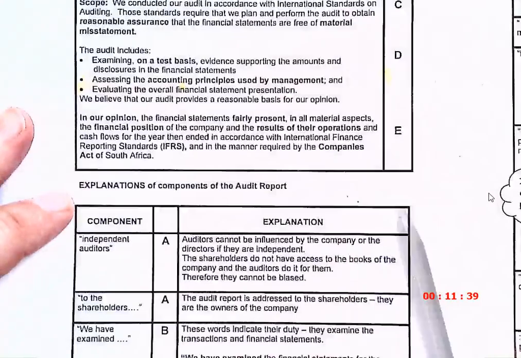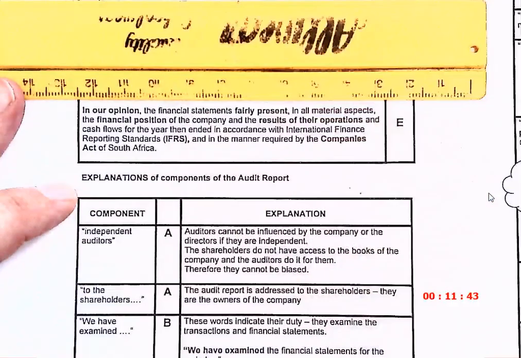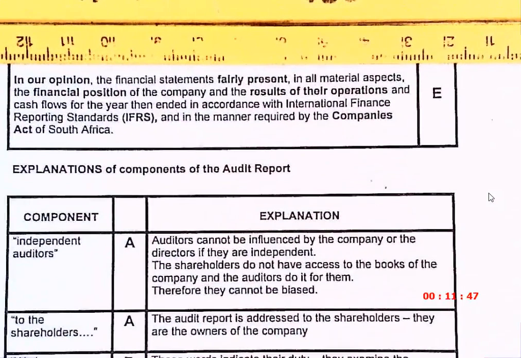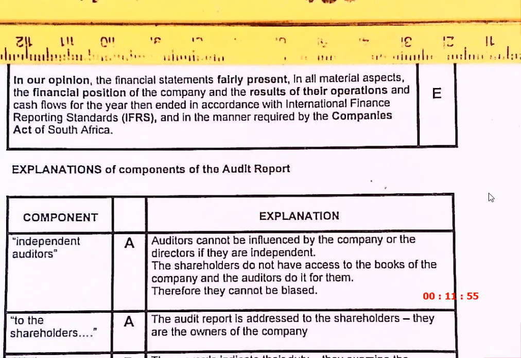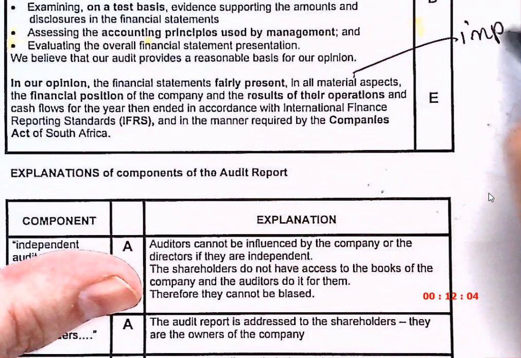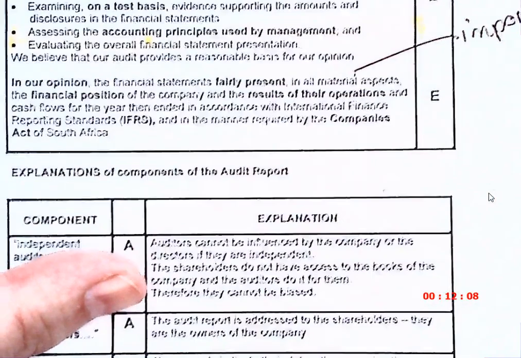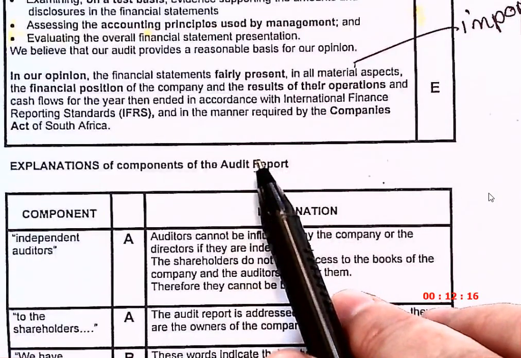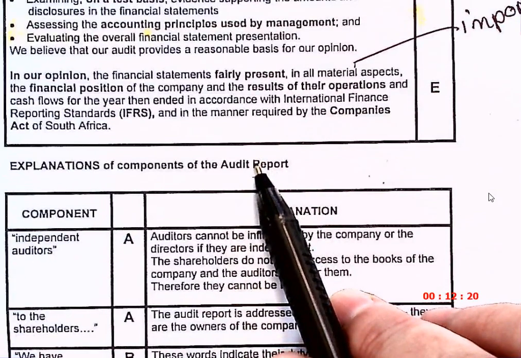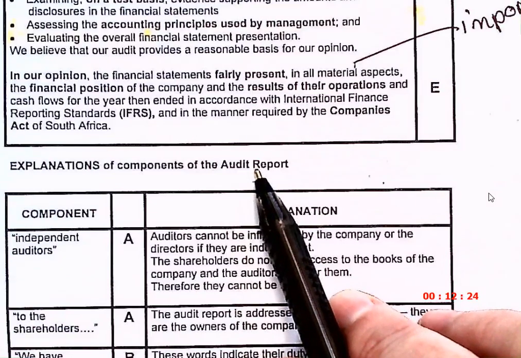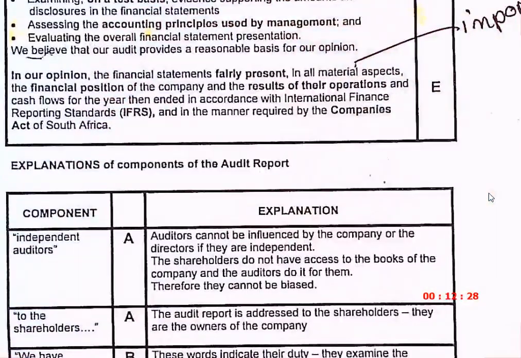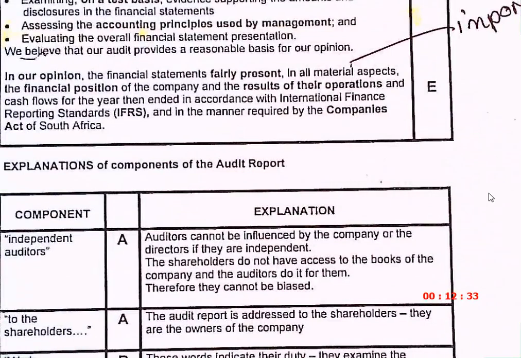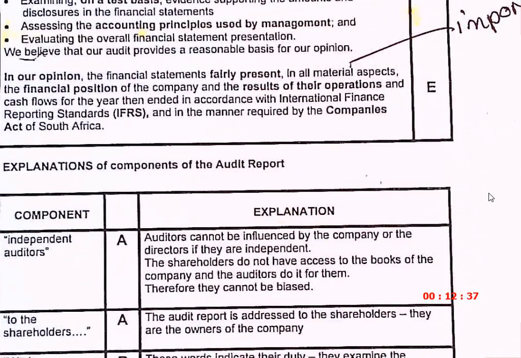Now, the part that they will give you in an exam nine out of ten times is this. Can you see, first of all, they say, in our opinion. This is just their opinion. The financial statements fairly present in all material aspects. The moment they use the word material, it is important to know, they mean all the important aspects. What is important? That they followed IFRS and the company law. The financial position of the company and the results of the operations and cash flows for the year then ended are in accordance with IFRS and the manner required by the Companies Act. So can you see, this is a very good report, because they didn't find mistakes or things that were unethical or anything like that. So this is a very good report.